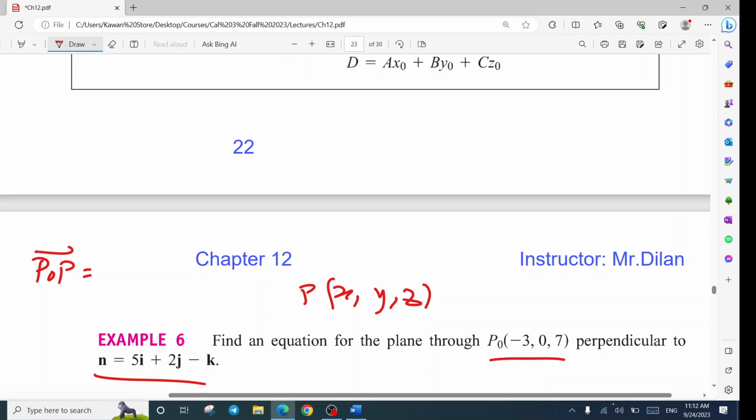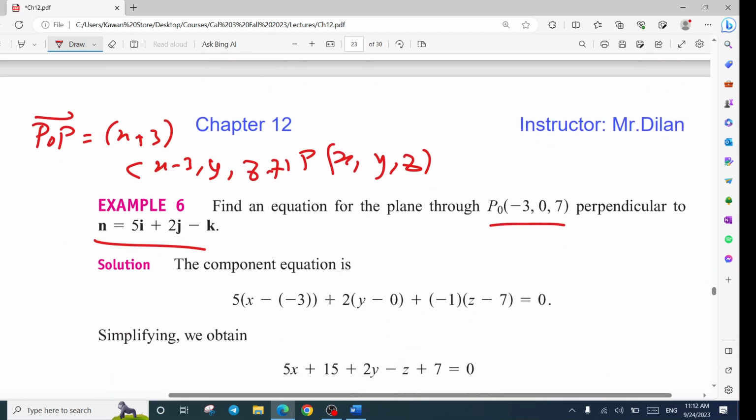I say what? I say x minus 3 i, right? Then what? x minus 3, y minus 0, z minus 7. Am I right? So we go to i, j, k, you can multiply. So here we are. Now you know about that one. Any question, dears? Any question about how we get it?